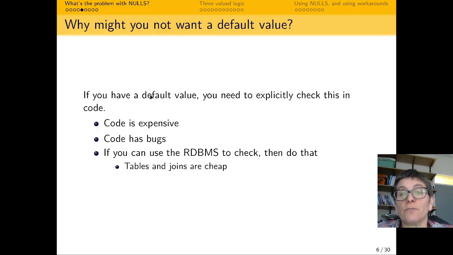So, as I've mentioned a few times, code is expensive, code has bugs. If you could get the relational database management system to do the work, you should get the relational database management system to do the work, because tables and joins in a database are cheap, but writing code is expensive, generally speaking. Databases are a very efficient way of getting things done.